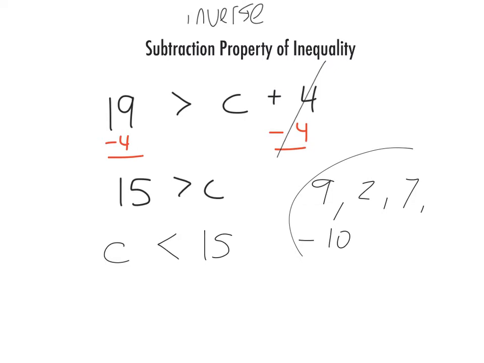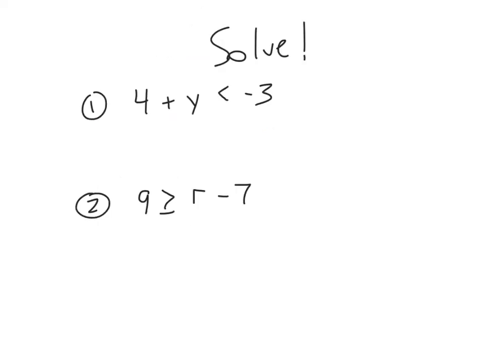All of these numbers are solutions, but that's why we write it like this, because it would be impossible for us to write every single number that is less than 15. It would take us an infinite amount of time. You'd never finish it because numbers go on into infinity. Alright, so take a minute here, and I want you to solve these. Play the video when you're done.